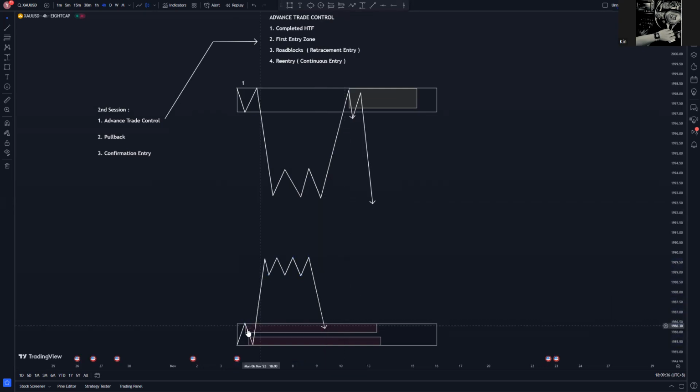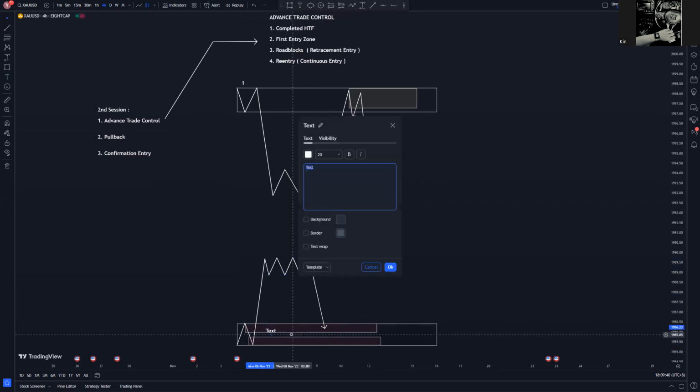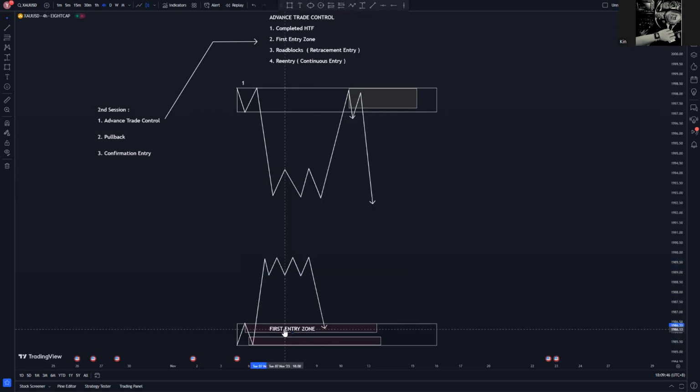When the price gets into the first entry, so this one, we will call it our first entry zone. All right, this is our first entry zone. So when the price gets into the first entry zone, what are we waiting for? Yes, we're waiting for the confirmation entry. And if there is no confirmation entry, the price is going to keep on going down like this.